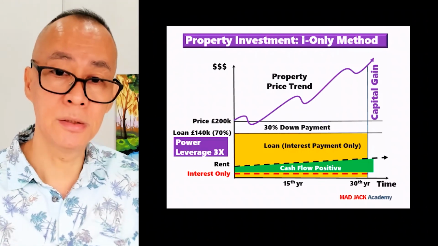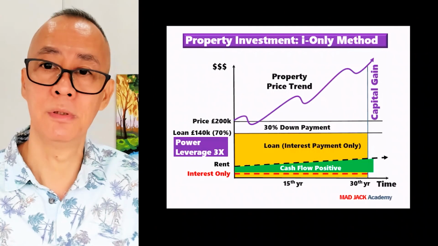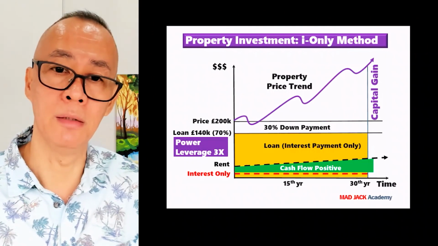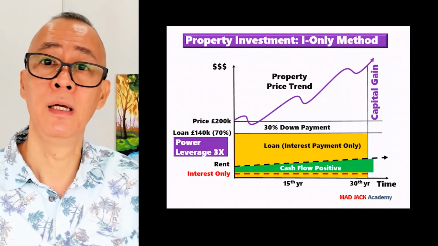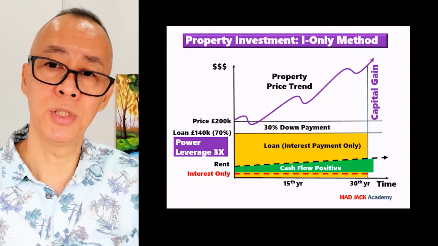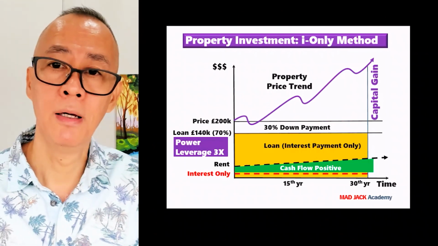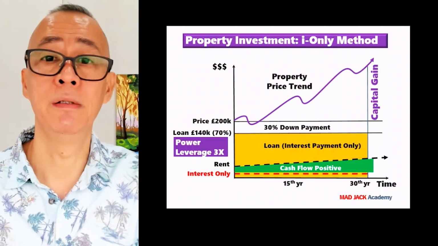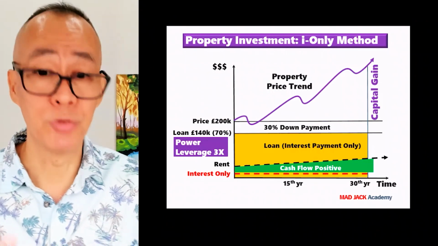In this case, the leverage is 3 times versus the off-plan, which is 10 times. So you can buy the property off-plan and hold for 3 years. Then you have the option to sell it anywhere in between. Then you can choose to complete it, taking a bank loan with interest payment only.